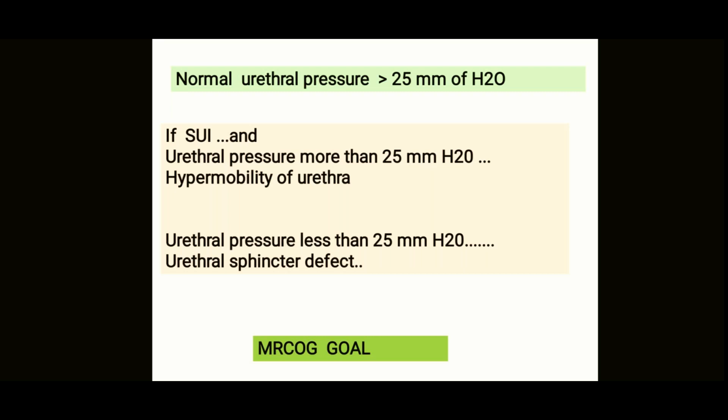Whereas when the urethral pressure is less than 25 mm of water, then it is a urethral sphincter defect, right? So that means when the pressure required to open a closed urethra is less, of course it's a sphincter defect, and the leak is because of a problem with the sphincter muscle, right? So in such sphincter muscle problems, surgeries like colposuspension, which increase the support to the urethra, are not going to solve our problem there, right?